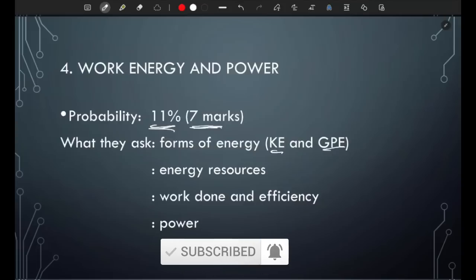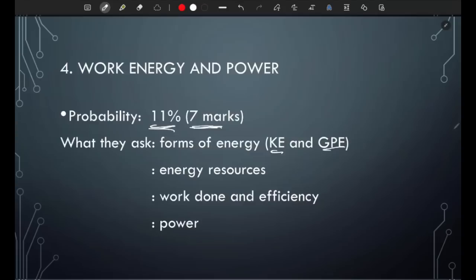The next one is work done and efficiency. Now this is becoming less popular, especially efficiency. In the past year or so, there's only one question that came up for efficiency. So it's rare, but it could come up, so make sure to prepare for it. Now power. The formula for power is work done per unit time, or the energy transferred per unit time. So make sure you understand these two formulas.